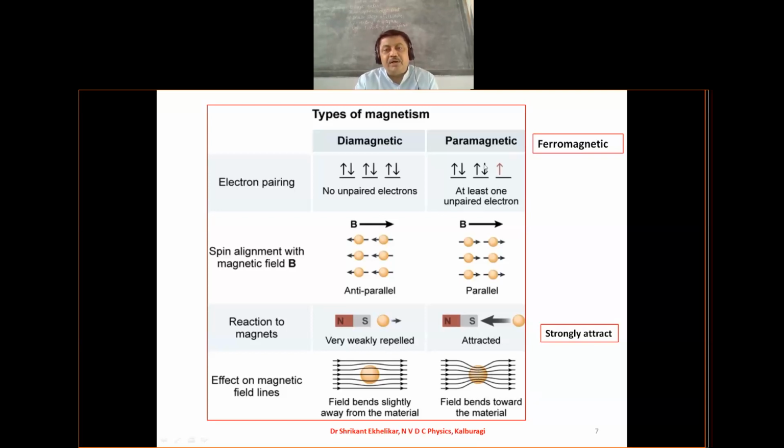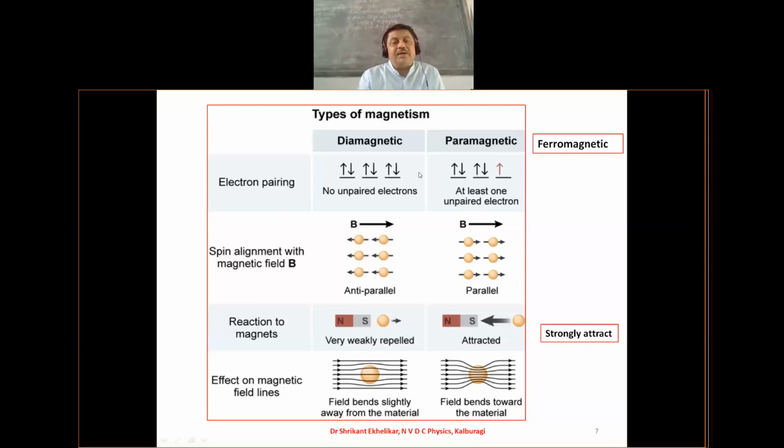And when compared to ferromagnetic materials, more unpaired electrons are there, and they align parallel to the field. The attraction is very strong for ferromagnetic compared to paramagnetic, and the concentration of lines of force is also high. So the properties are almost similar for ferromagnetic, but the intensity is more: very strong attraction, very strong bending of lines of force, allowing them to pass through it. A large number of unpaired electrons characterize the ferromagnetic material.